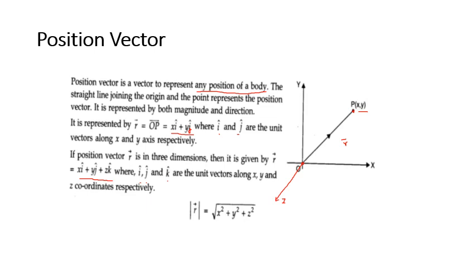And the last equation, look at this equation. Modulus of r is nothing but the magnitude of this position vector. This is equal to the square root of x squared plus y squared plus z squared. So this will give you the magnitude of this position vector.